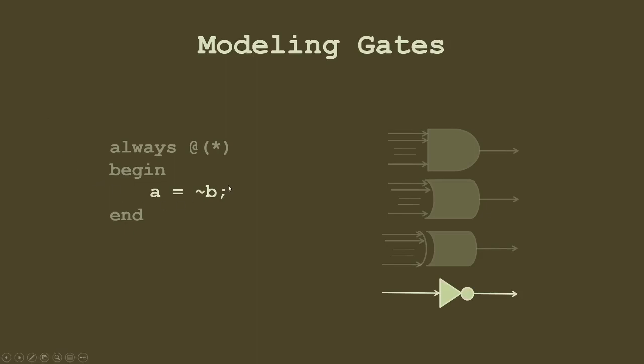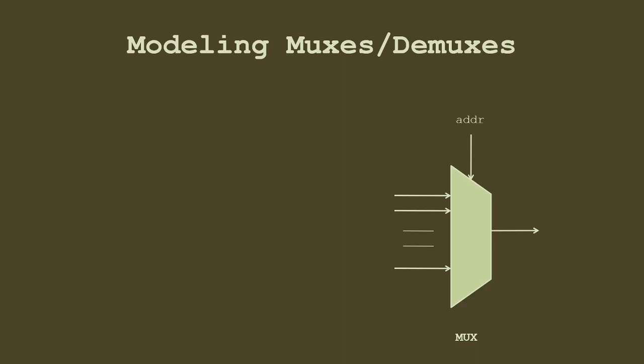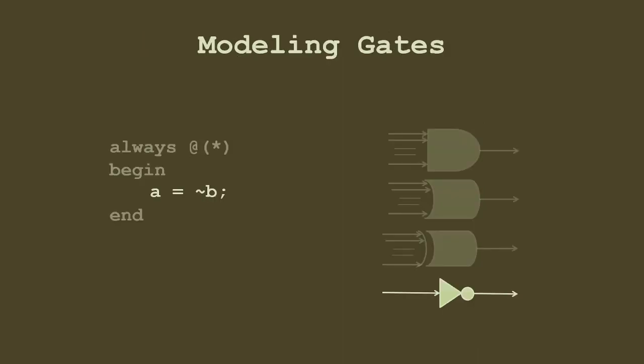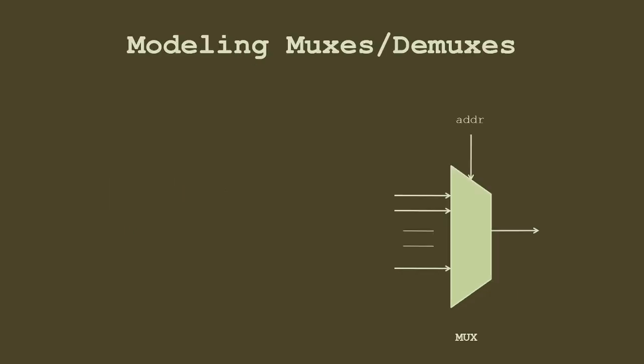This begin end, you can think of it as brackets in C, starting curly bracket and ending curly bracket. And this always at static is something that we always use. That's called a procedural assignment, but it doesn't matter what we call it. You should almost always use this. Next thing is multiplexer. So that means whenever there is a gate, we can use this syntax and it will infer a gate.